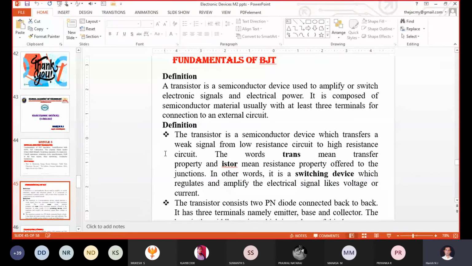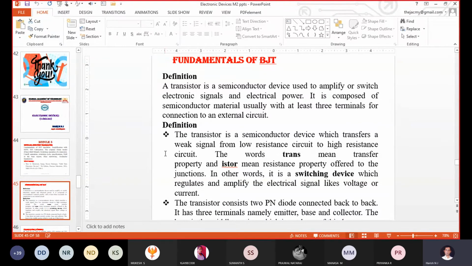Base to emitter junction, simply we can call it JE, represented as J suffix E. And base to collector junction, simply we can refer to it as JC. At the same time, the transistor can be configured in three ways: common base configuration, common emitter configuration, common collector configuration. The transistor will be operated in any one mode out of four.